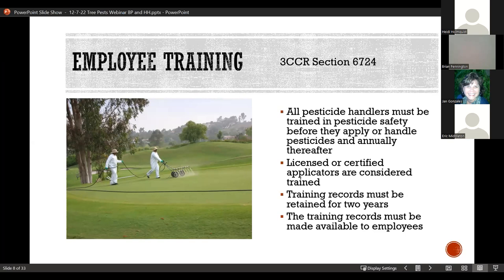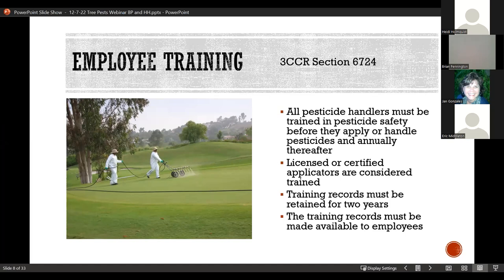It's still a good idea to do it, even just for the sake of having them in the class with everyone else. The exact requirements of this training are described in Title 3 California Code of Regulations, Section 6724. If you want training templates, you can feel free to contact our office. We have some of those. All of your training records must be maintained for 2 years and they must be made available to your employees. I do recommend keeping them for longer just as kind of a cover yourself measure.